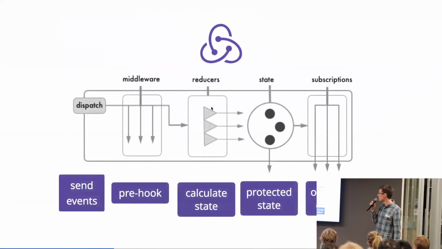So you send in some events, there's a pre-hook, it changes some state. You can't change it directly though. And then there are subscriptions that listen to changes. It's not magic. It's very simple. You can write it in 40 lines of code.